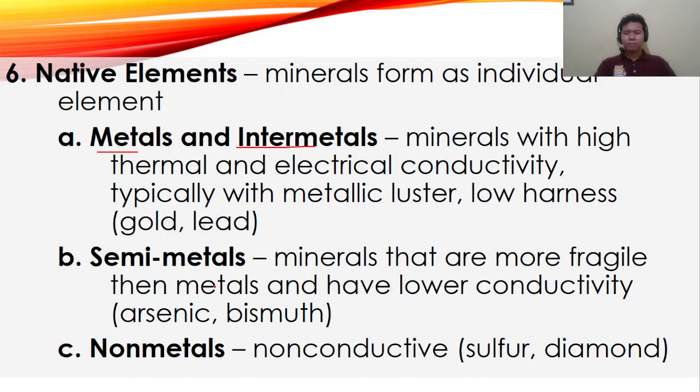Next, we have semi-metals. They are usually poor conductors of heat and electricity. They are minerals that are more fragile than metals and have lower conductivity. And lastly, we have the nonmetals. They are non-conductive. They are usually glassy in appearance, such as sulfur and diamond.